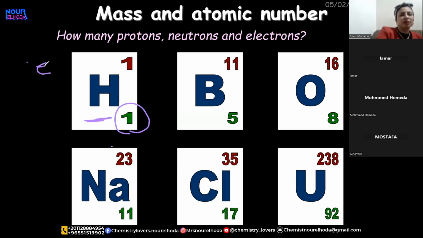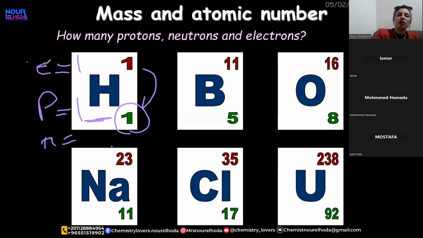Electrons here, as I said, it's equal to the small number, so it's going to be 1. The protons, again, it's going to be the small number, so again, it's 1. And then I want to get the number of neutrons. So what should I do for the number of neutrons? In a very easy way, I'm going to subtract the big number minus the small number. So if you subtract 1 minus 1, it's going to be 0.